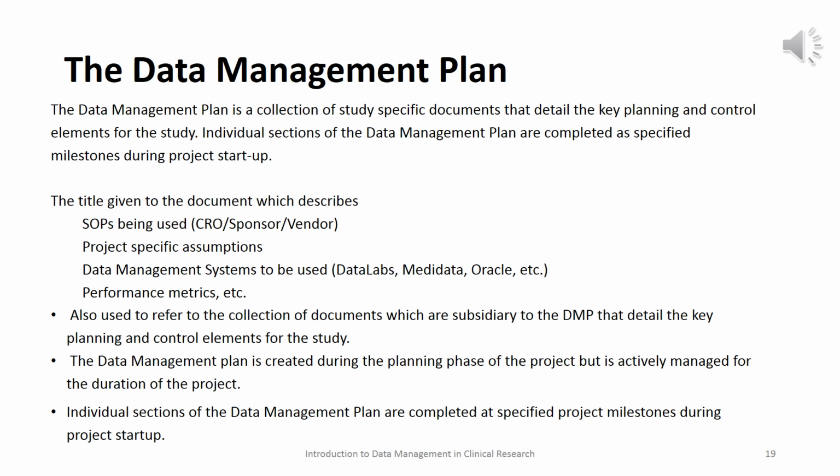So a couple pieces of information are going to be contained in our data management plan. It's going to describe what SOPs, what standard operating procedures, are going to be used. If it's a CRO, we might use the CRO's SOPs, or it could be SOPs that our sponsor company is using, or it could be SOPs from a vendor, say from a laboratory or some other vendor that we might use. Any project-specific assumptions are going to be detailed in there.